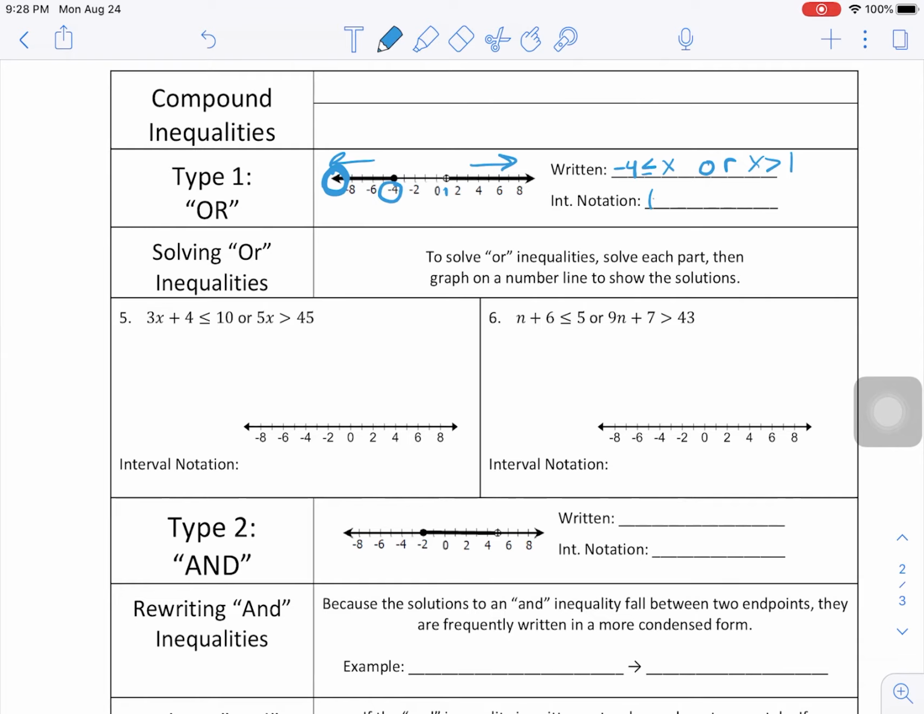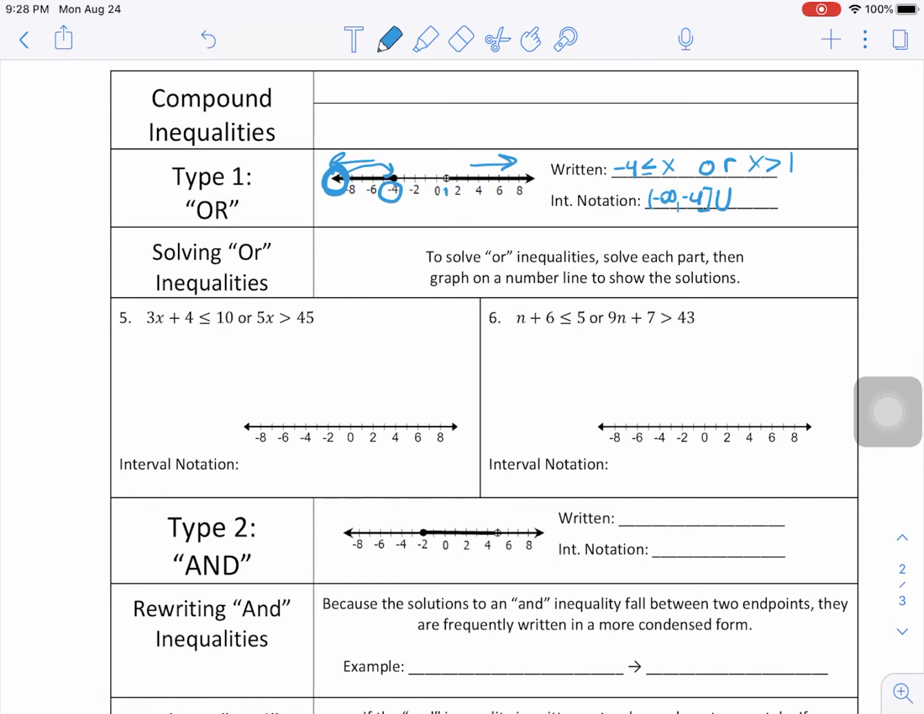So if it's an arrow to the left, it's at -infinity. And then that goes up to, right, where do we stop? We stop at -4. And then it's closed, so we're going to use a bracket. The OR symbol when writing interval notation is this U without a little tail.